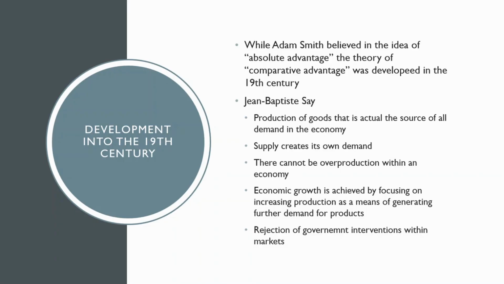Once we get to the 1800s, things do change. David Ricardo comes up with the idea of comparative and absolute advantage and really pushes for free trade in Great Britain. Jean-Baptiste Say was a Frenchman. He was part of the neoclassical movement still. He's going to say that supply is the actual source of all demands in the economy. He came up with the famous phrase, supply creates its own demand. There can be no overproduction within an economy. Economic growth, therefore, could be produced by focusing on increased production as a means of generating further demand for products. He did reject, though, government intervention within the market.